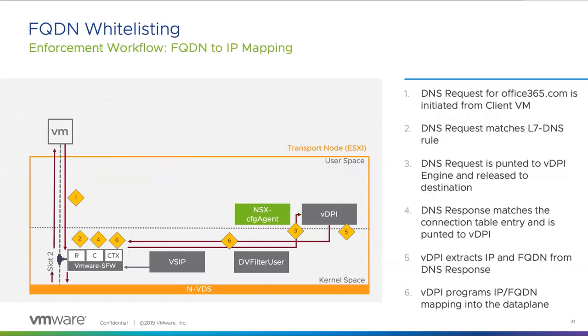So in the workflow, we start off initiating a DNS request for, say, Office 365. The DNS request matches the Layer 7 DNS rule. The DNS request is punted to the VDPI engine and released to the destination. The DNS response matches the connection table entry, and then the DPI extracts the IP and FQDN from the DNS response. The VDPI programs the mapping to the data plane.